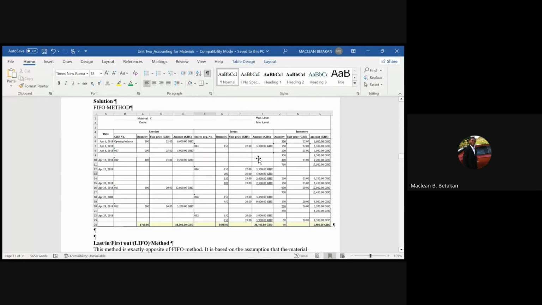What item is the first thing that came? So the item that was the first thing in stores is the 150. So this 150 must go first. So we will take 150 out. 150, 22, and then it's here. So you have 500. So if you take 150 out, you are left with how much? 350.